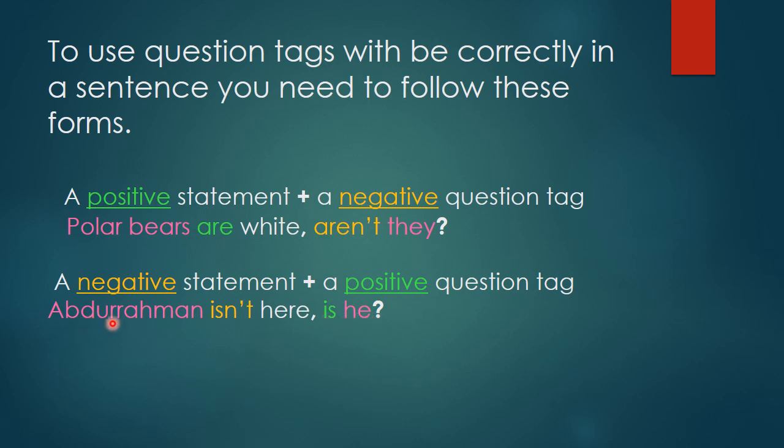Abdurrahman is the subject, and I have he as the subject pronoun. He refers to Abdurrahman, who is singular and masculine, so that's why I used he. Then comes isn't, which is the negative, is not. What's the opposite of isn't? عكسها, is. Negative, the opposite of it is positive. Negative to positive, isn't to is. Then comes the question mark.